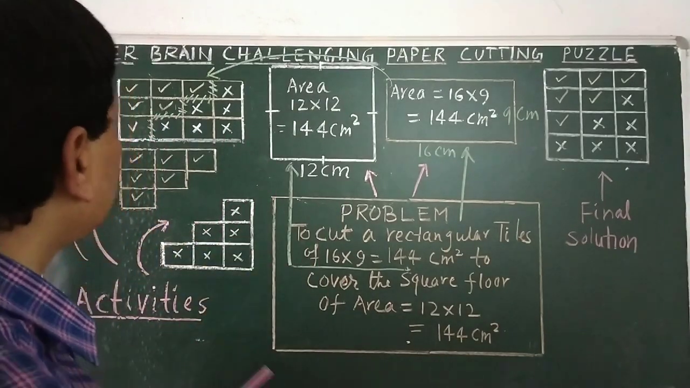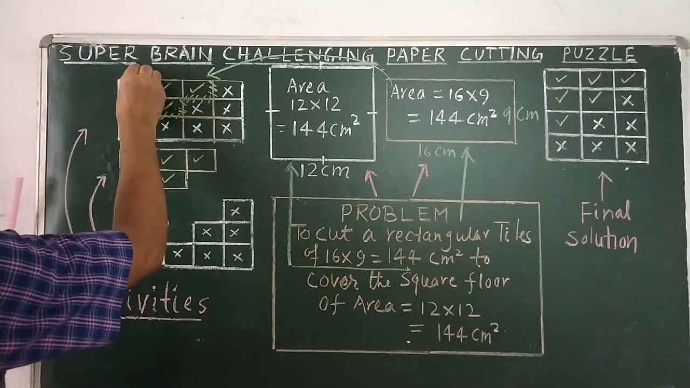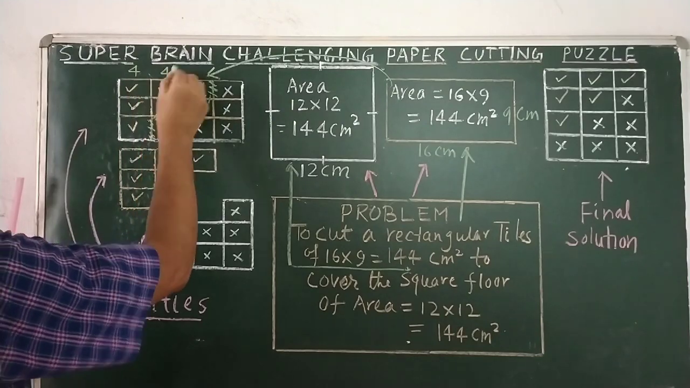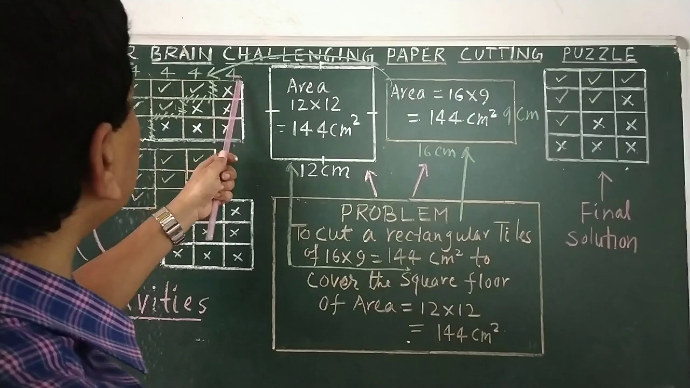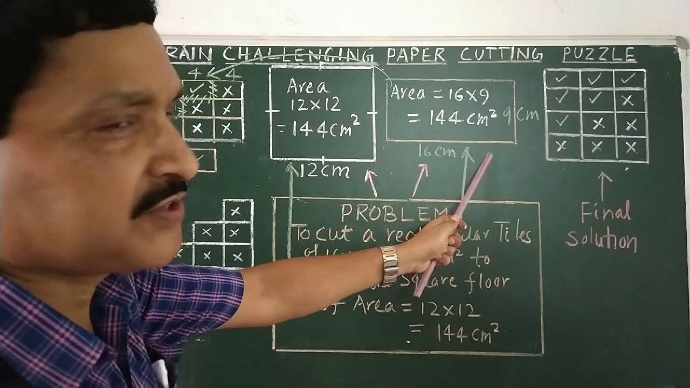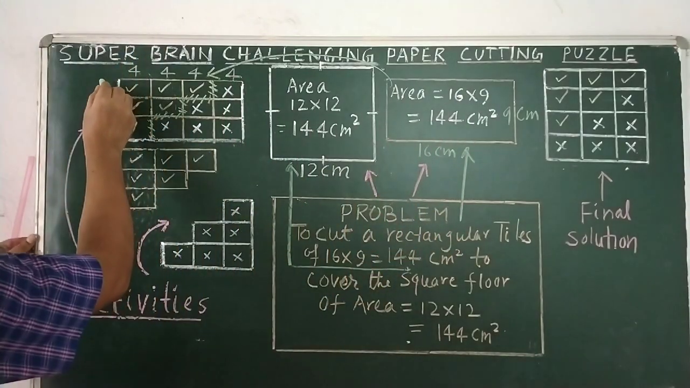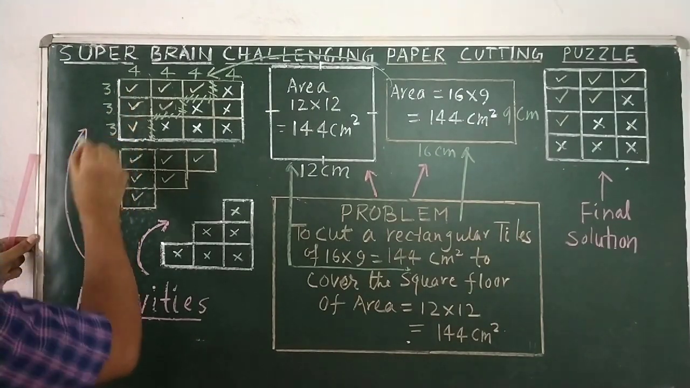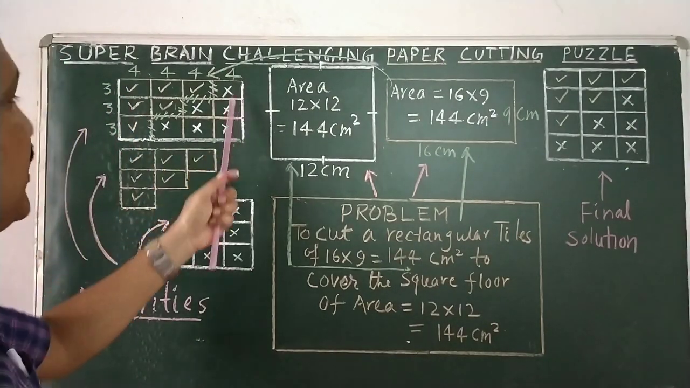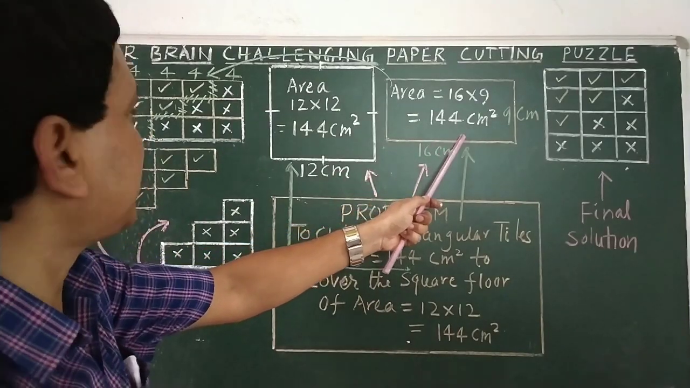First of all, the length will be 4, 4, 4, 4. So 4, 4, 4, 4 makes 16. This is 16 and 9. This is 3, 3, 3. So 9. So 9 cross 16 is this rectangular tile.